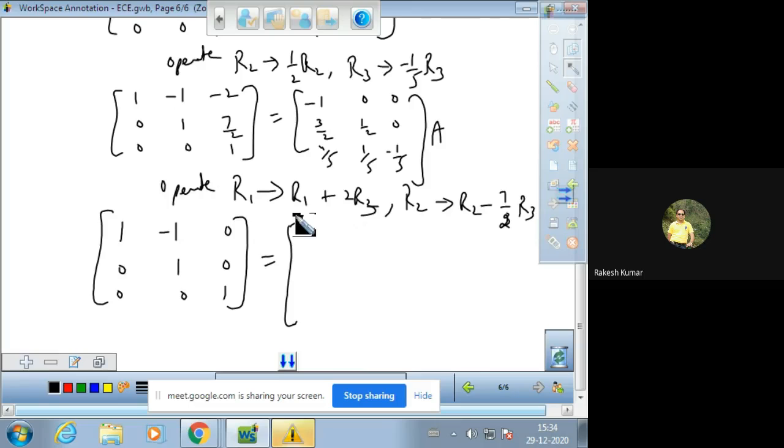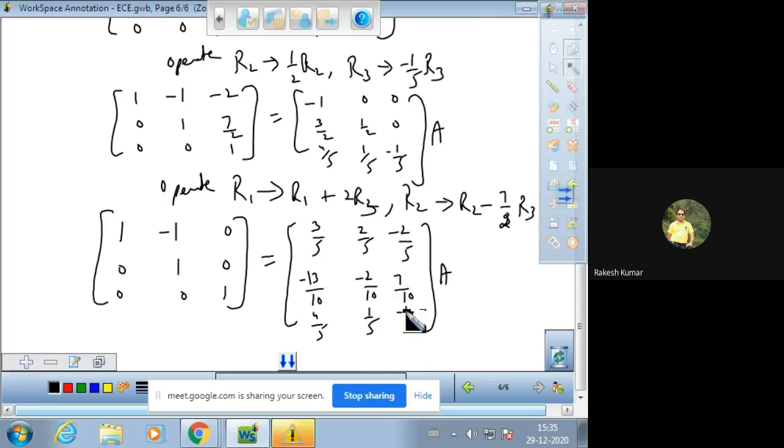And on the right hand side matrix, you will get 3 by 5, and 2 by 5, and minus 2 by 5. After simplification, you will get this, and minus 13 by 10, minus 2 by 10, and 7 by 10. And the last row will be 4 by 5 as it is, 1 by 5 as it is, minus 1 by 5 as it is.